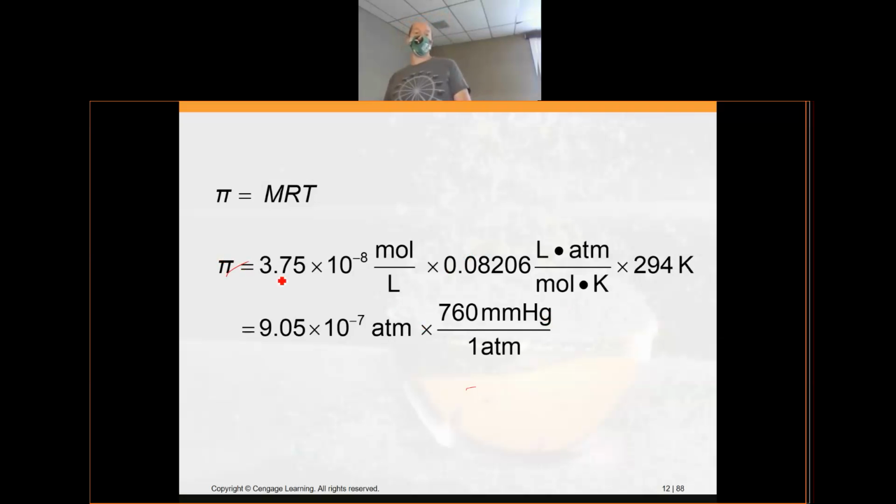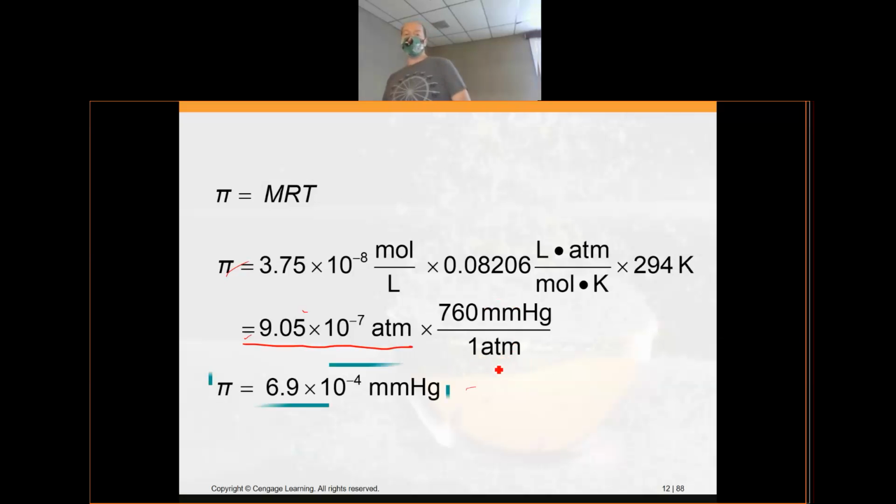All right, and so your osmotic pressure is 9.05 times 10 to the minus 7 atmospheres. Most of the time you want it in millimeters of mercury, so you multiply by 760. Extremely small osmotic pressure. And that is pretty much the end of chapter 12. There'll be a couple of things we will go through, but we will review next week.